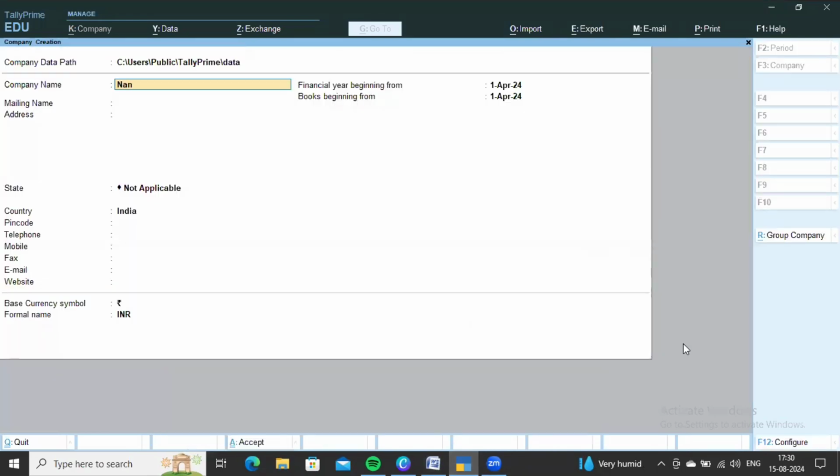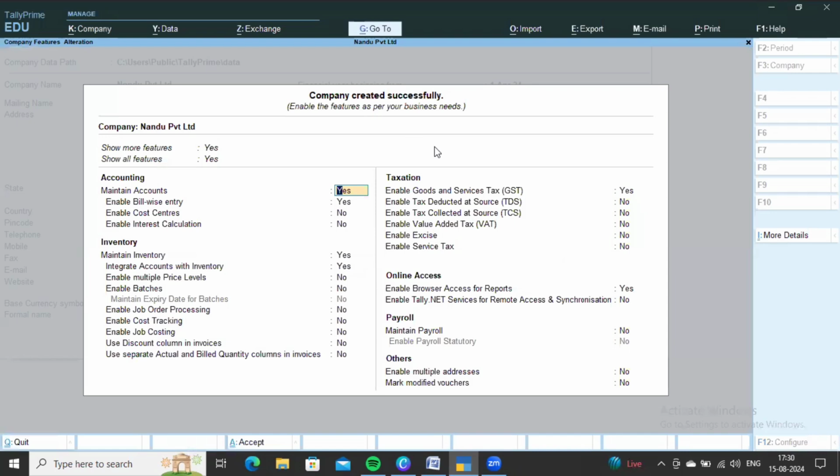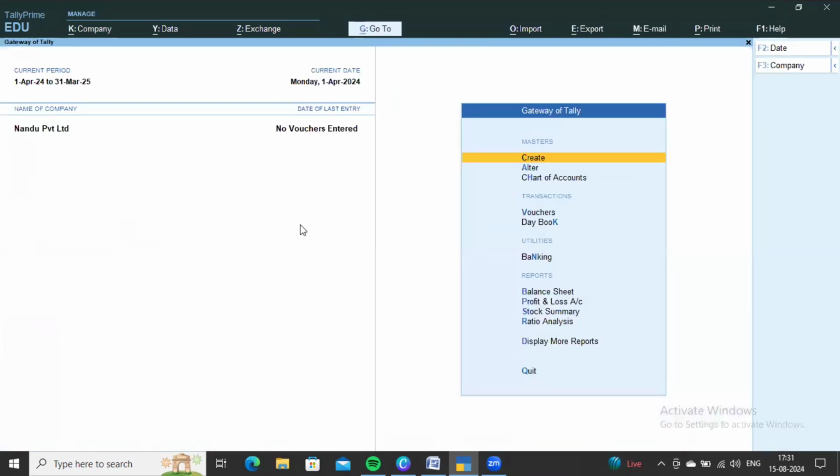Nandu Private Limited, Vishakhapatnam in Andhra Pradesh. Now in F11 features, under the accounting features, you need to enable one feature: enable cost centers. Then only you can access cost centers and cost categories. Here type Yes, then press Ctrl A to save it.